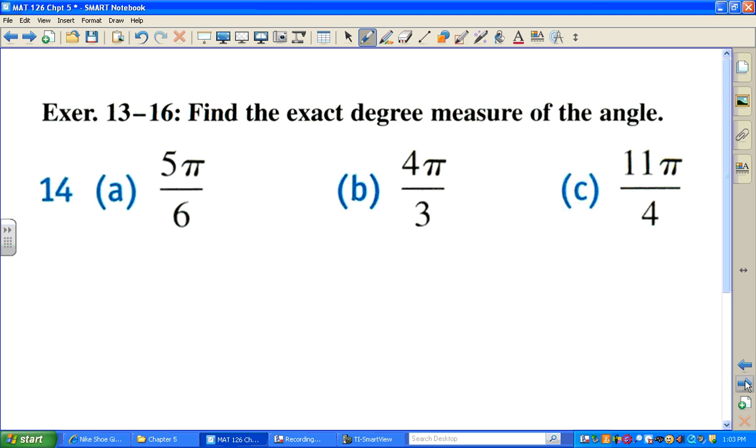Pi over 6. What is that one? Wait a minute. How many degrees are there in pi? Without looking at your notebook. 180. What's 180 divided by 6? 30 times 5 is? Thank you. She was not going to answer. Jessica's not here. She can't answer. All right, you. World's not ending. Yeah. 4 pi over 3.